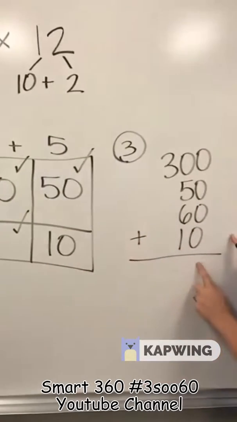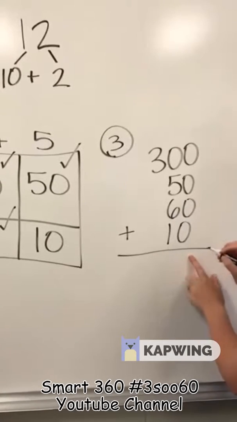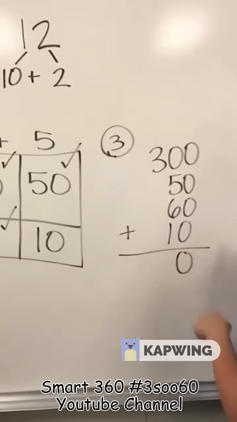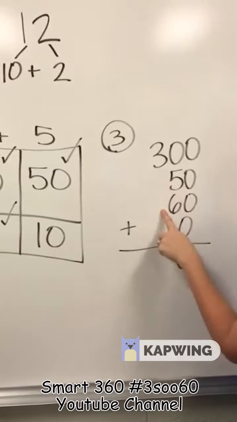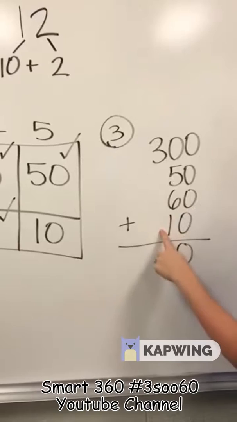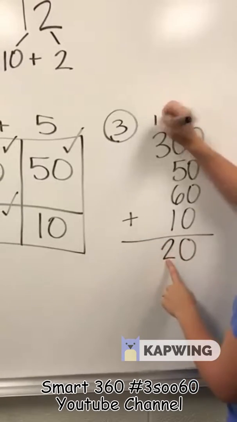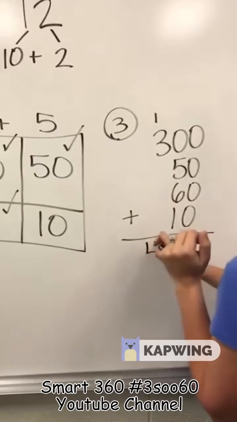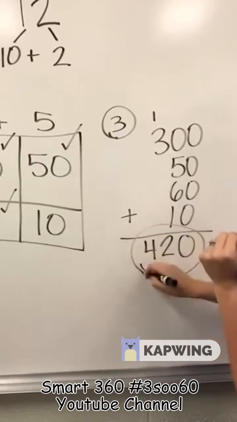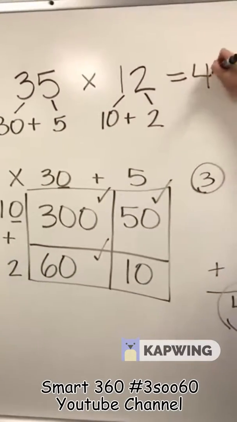Make sure you line up your places too. 0 plus 0 plus 0 plus 0, those are zeros all the way down, so 0. 0 plus 5 is 5. 5 plus 6 is 11. 11 plus 1 more is 12. Bring that 2 and carry that 10. 3 plus 1 is 4, and that is your answer. 35 times 12 equals 420.